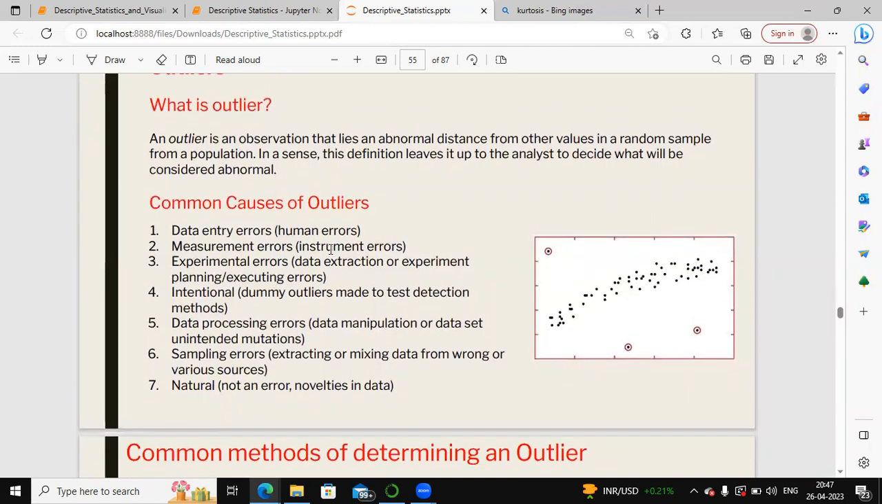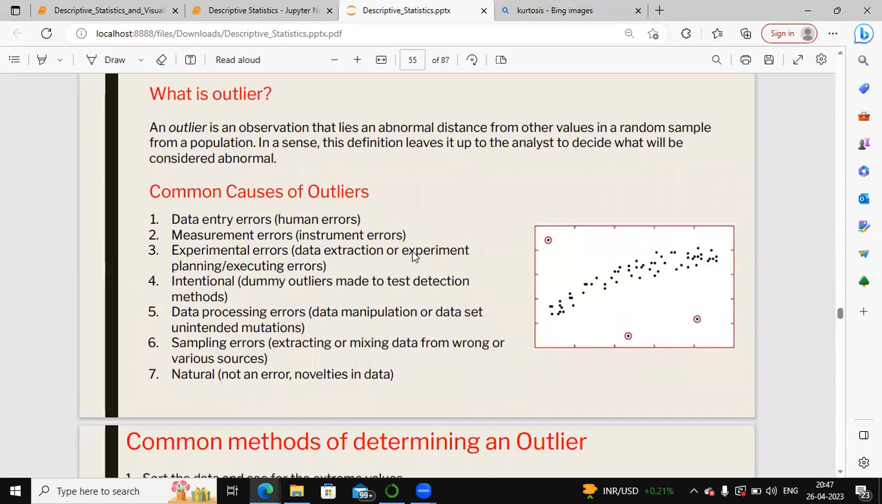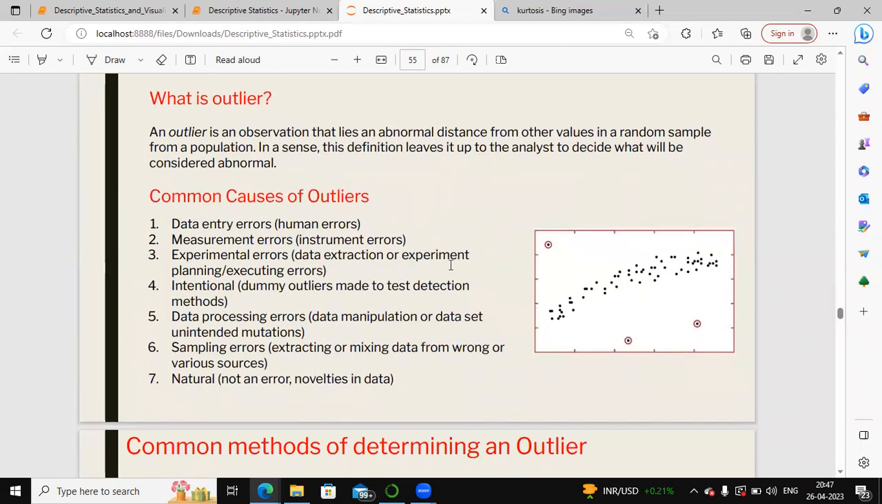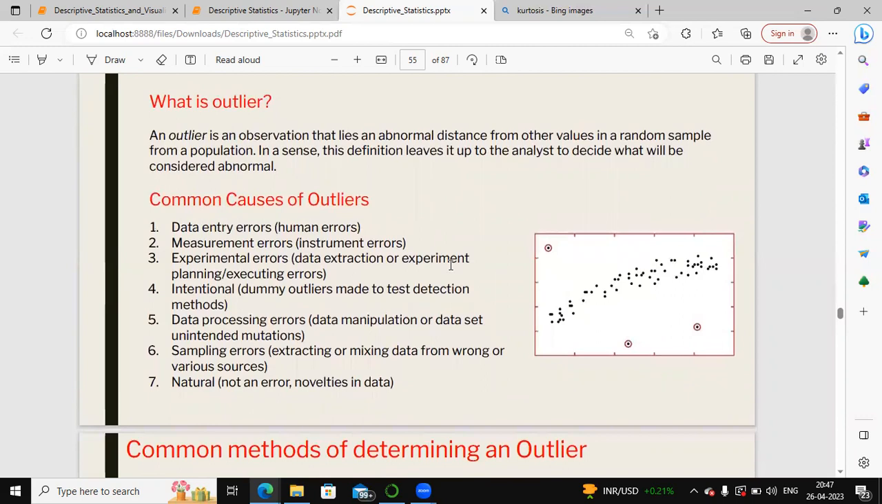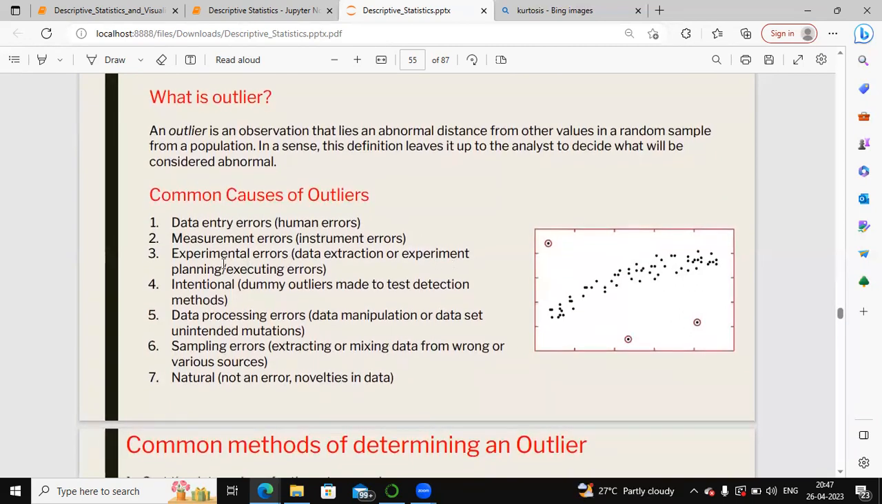So now let's come to measurement errors, instrument errors. There can be instrument errors. Consider some of the experiments that you do in physics, if you had done vernier calipers or spherometer kind of thing, there can be errors due to the instrument. Sorry, this is measurement errors. The second one is measurement error, which is instrument errors.